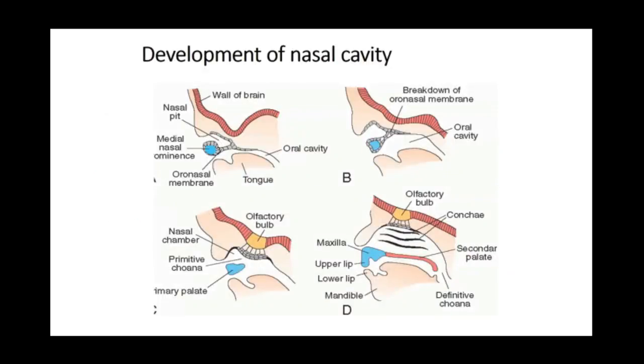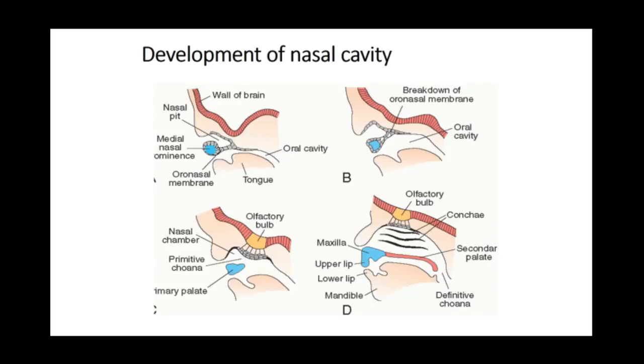Then is the development of the nasal cavity. That was the outer nose that is formed. This is the nasal pit, which on the sides had the formation of the medial and the lateral prominences. This bit is going to deepen down. Above you can see the wall of the brain, and this is above the oral cavity. So below this you have the oral cavity, and this is the development of the tongue. And this is the oropharyngeal membrane that is separating the nasal cavity from the oral cavity.